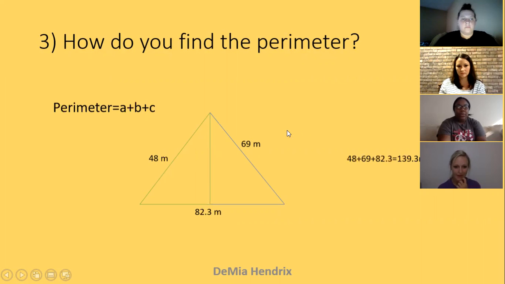So in this particular one, we're going to use our 48 as our A, our 69 as our B, and our 82.3 meters as our C, and you're going to end up with 139.3 meters. And like you said before, you don't square this when you're doing perimeter. It's just whichever units you're using.